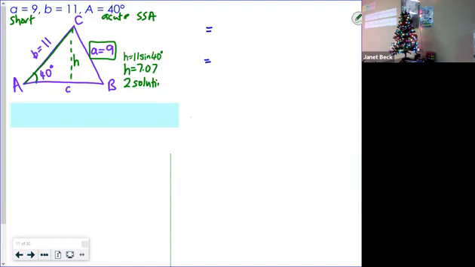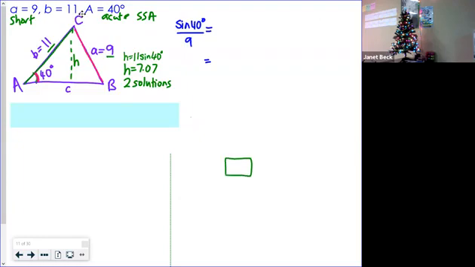There's some work that's the same for both solutions, but we are going to have two solutions for this because this side was shorter than that one, but it was still longer than the height. So we will get two solutions. So let's think about how we're going to solve this. We're going to start off with the law of sines because we have an angle and its opposite side. So we're going to do the sine of 40 divided by 9.